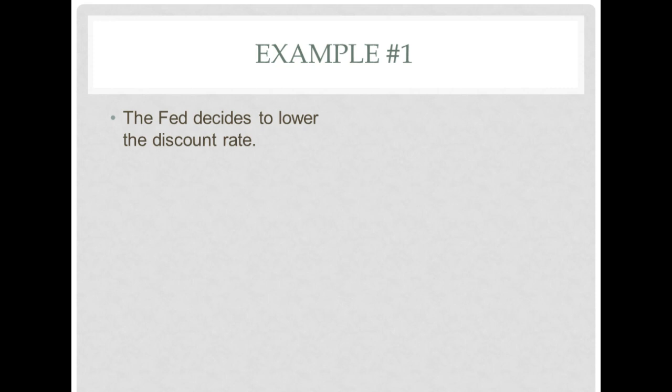Okay, let's try an example together. The Fed decides to lower the discount rate. Draw a quick graph and show us what that would look like. You can stop the recording for a moment to do that.